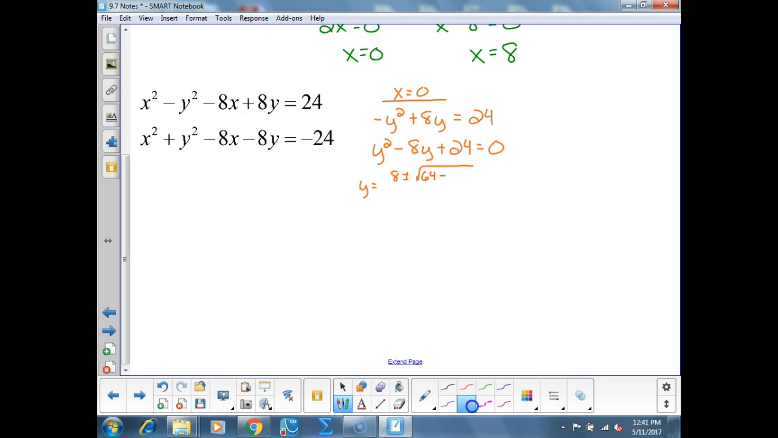64 minus 4 times 24 is what? 96, right? All over 2. So that gives me an imaginary one, right? Yeah. So nothing happens at x equals 0. Right? Okay.